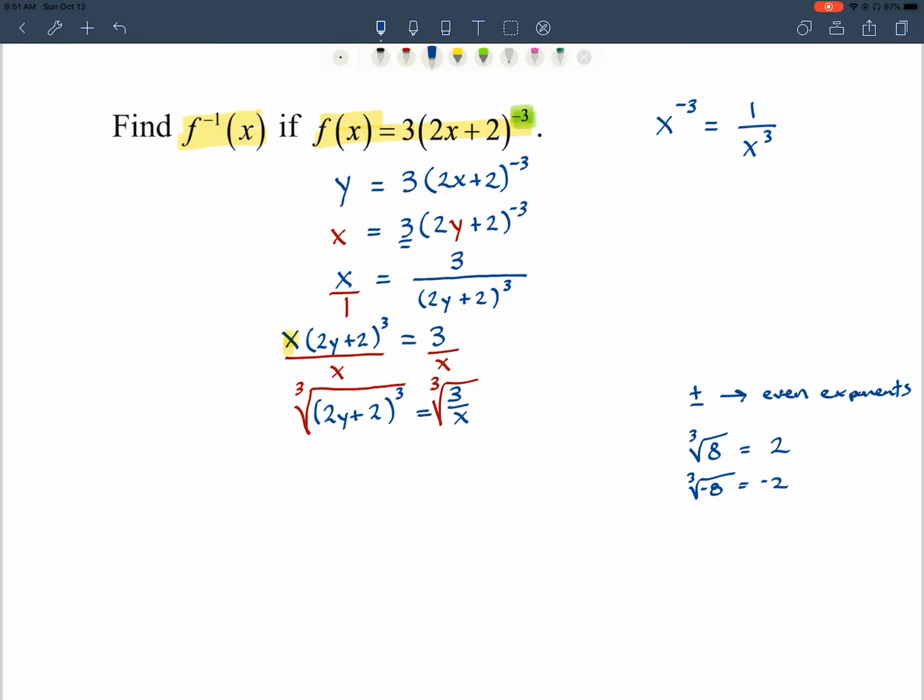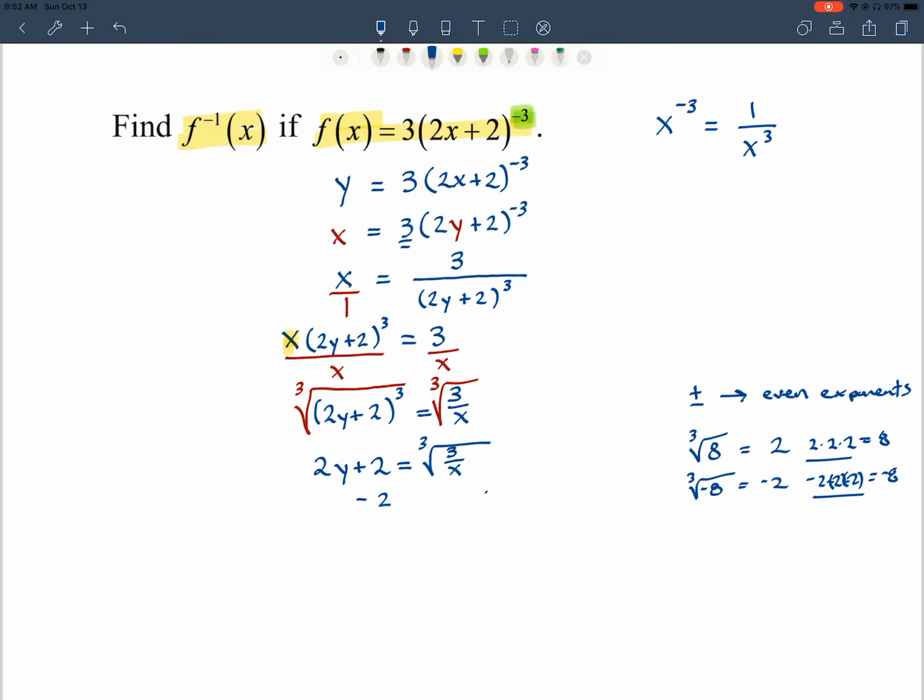Why? Well, because 2 times 2 times 2 gives me 8. -2 times -2 times -2, I guess I should put parentheses around those, would have to equal -8. I can't get positive 8 from multiplying my -2's when there's 3 of them. And same thing there, I can't get the opposite sign. So what we end up with here is 2y plus 2 is equal to the cube root of 3 over x. And now it's just a two-step equation.